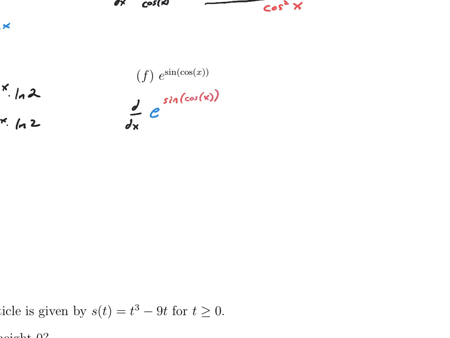So when I take its derivative, first thing I'm going to do is take the derivative of the outside, which is e to the sine, and then I'm going to put inside cosine of x, and then I have to multiply by the derivative of the inside, which is sine of cosine of x. So I get e to the sine of cosine of x times, and the next one, I got to use the chain rule yet again.